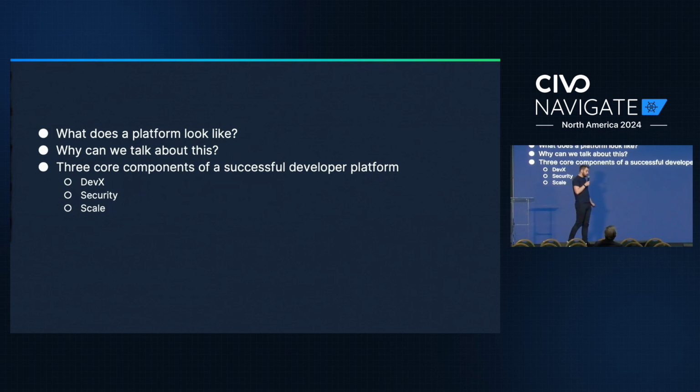What does a platform look like? Why can we, well, the royal we, why can I talk about this? And what are the three core components of a successful developer platform, which we've identified as developer experience, security, and scale.